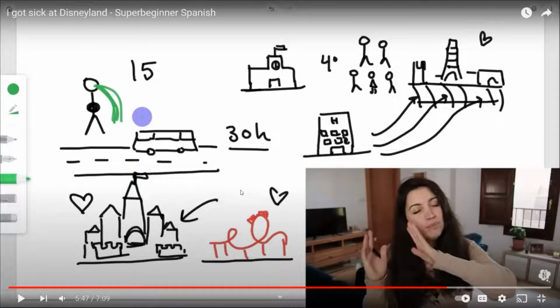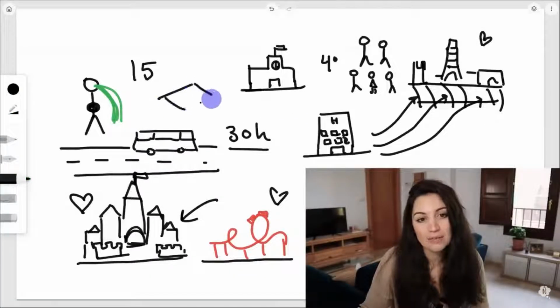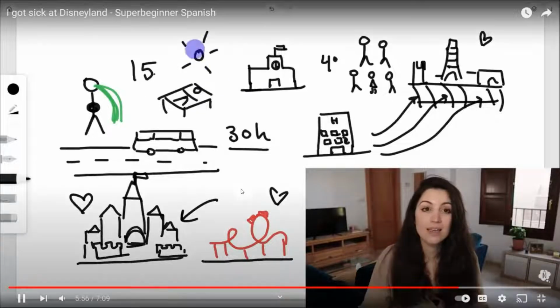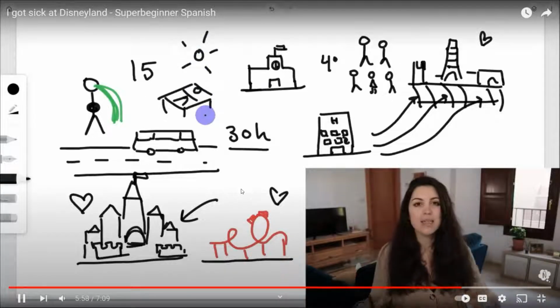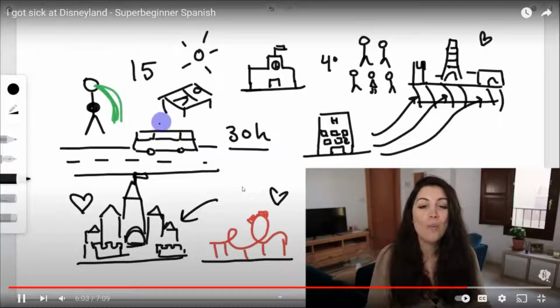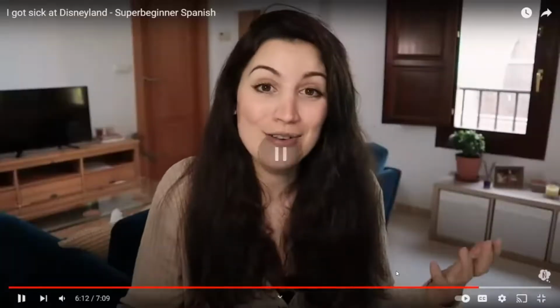So all these emotions are descriptions, but I got sick as an event. Okay. Me fui a dormir, me fui a la cama y al día siguiente, por la mañana, yo me sentía mucho mejor. I felt a lot better. Description, imperfecto. Y yo volví con mis compañeros en el autobús a España. And that's it.